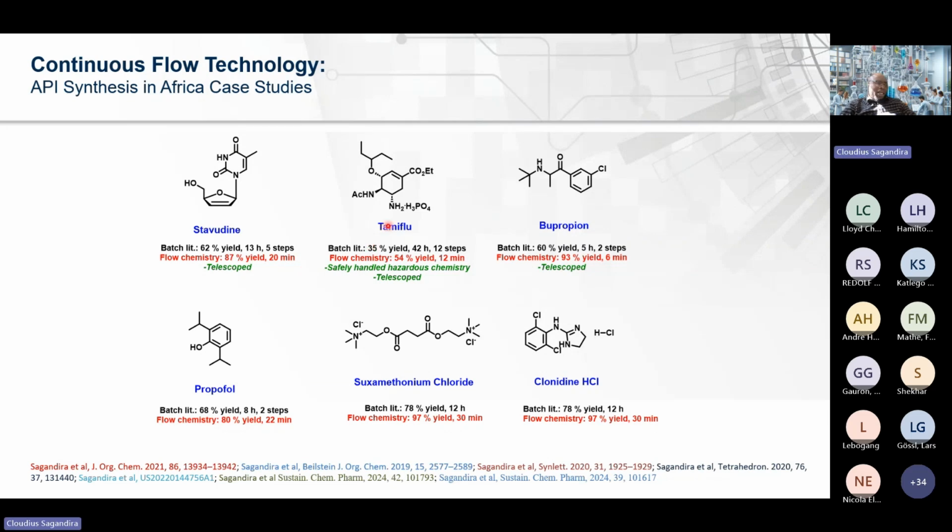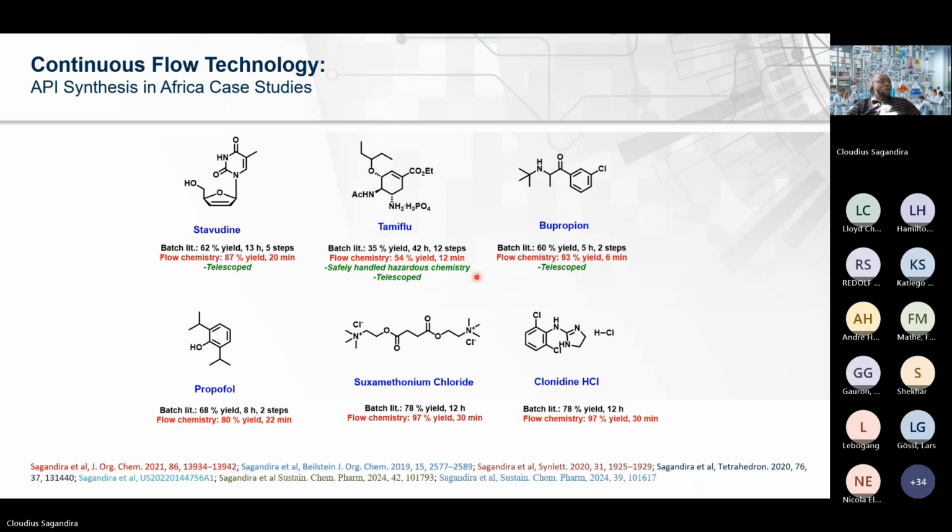5 steps in continuous flow at lab scale, where we are demonstrating how you can telescope and deal with the different challenges in continuous flow. We reduced the reaction time to 20 minutes over 5 steps compared to the 13 hours and improved the yield. With Tamiflu, this was my PhD work. It was a 12-step process.